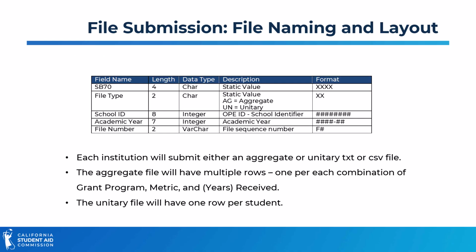The enrollment, persistence, and graduation files have been combined into a single aggregate file. Institutions can also opt to submit a unitary file to be aggregated by CSAC staff. Regardless of the type, the file submitted is a text or a CSV file with defined character positions. The aggregate file has multiple rows due to each combination of the grant program, metric, and years received fields. In each row, you will report a count of students who match each combination. The following slides focus on these three critical fields.